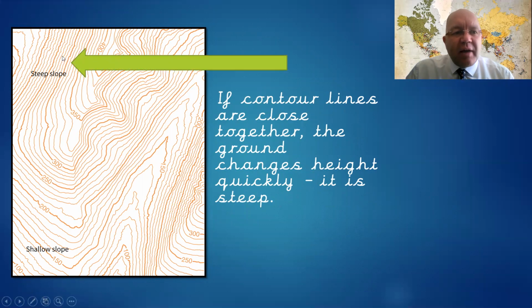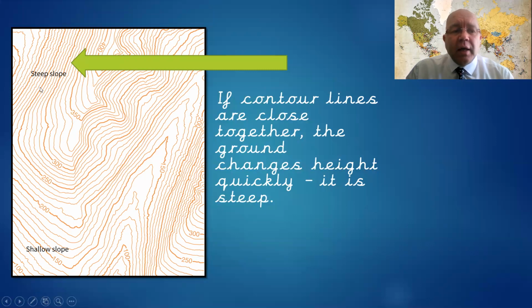So if we look at this area over here, you can see that the dark line is every 50 meters. So this line here is 200 meters above sea level. And then by this dark line, we're already at 250 meters above sea level. So in a very, very short space of time, we've gone 200, 210, 220, 230, 240, 250 meters above sea level. So we've changed height really quickly. That means that's a steep slope.